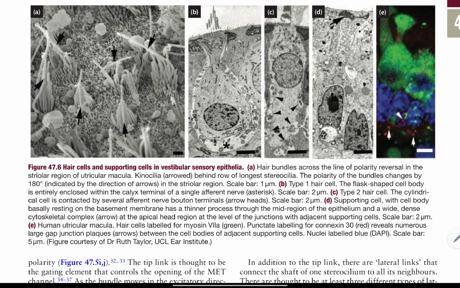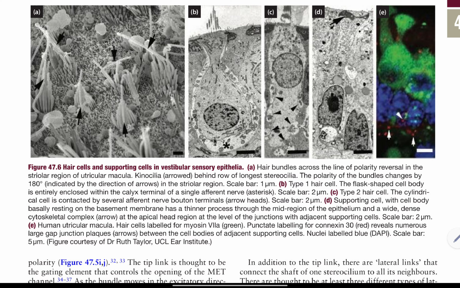D. Supporting cell with the cell body basally resting on the basement membrane has a thinner process through the mid region of the epithelium and a wide, dense cytoskeletal complex at the apical head region at the level of the junction with adjacent supporting cells.